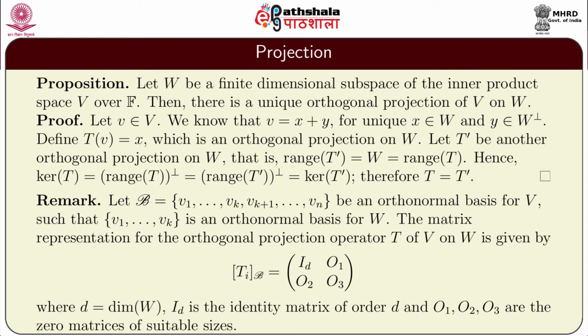Then the matrix representation for the orthogonal projection operator T on V is given by this matrix in the block form, where the top left corner is the identity matrix of size D and O1, O2, O3 are suitable 0 matrices. And what is this D? D is nothing but the dimension of W.